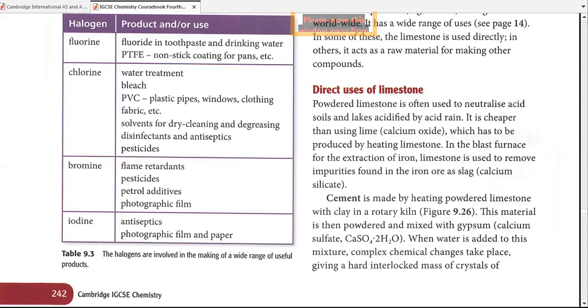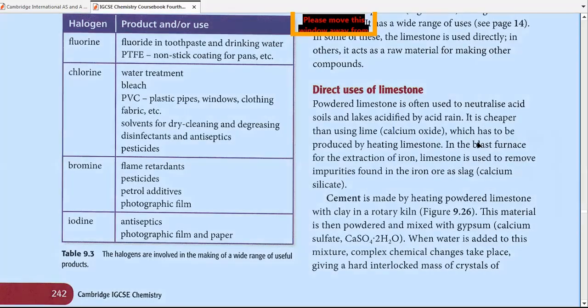This material is then powdered and mixed with gypsum. Gypsum is once again made out of calcium. That's why we see cement is so strong, so hard once it settles down. Take it once it's dry. So when water is added to this mixture, a complex set of chemical changes takes place, giving it a hard interlocked mass of crystals, hence cement. Okay?